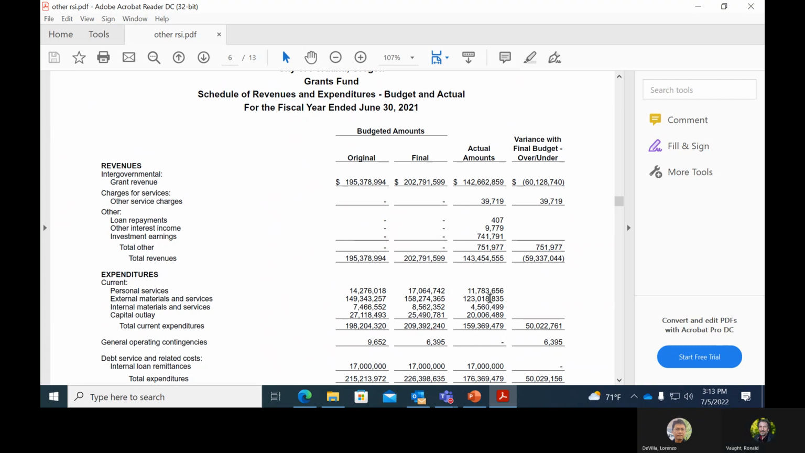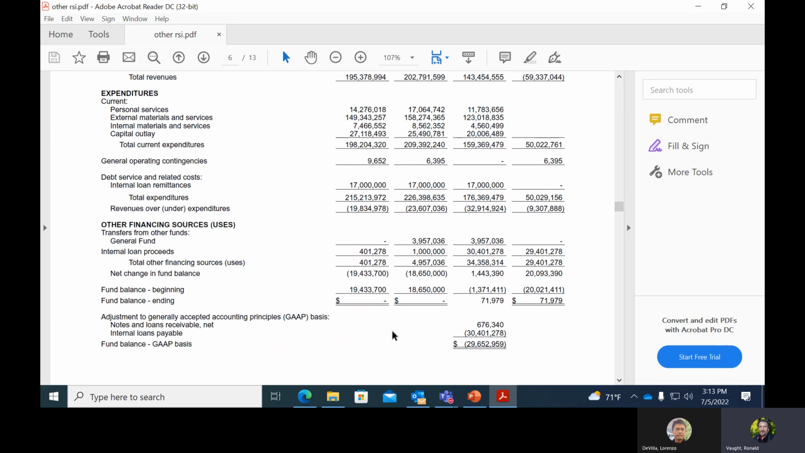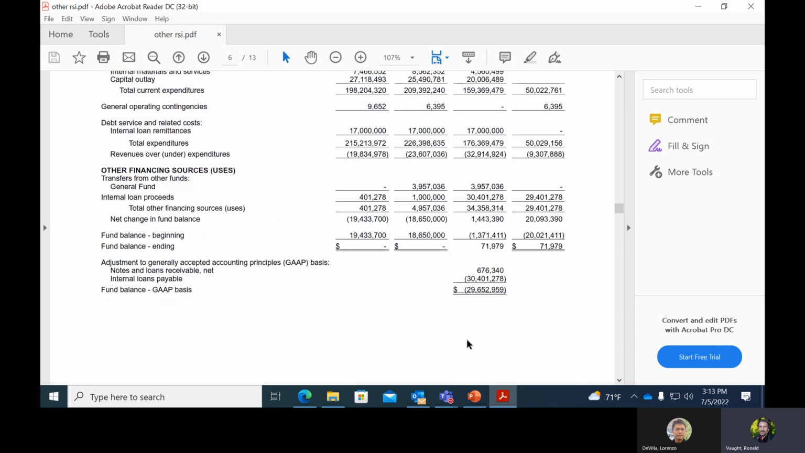So rather than having the grants fund go back and forth between major and non-major, and then the hassles of going into Gravity and taking it out, we'll just make the decision to have it remain major, even though it doesn't technically qualify as major anymore. Interesting. Make it better for consistency too. Yeah. So for now, it's major, and our adjustments here are notes receivable and internal loans.